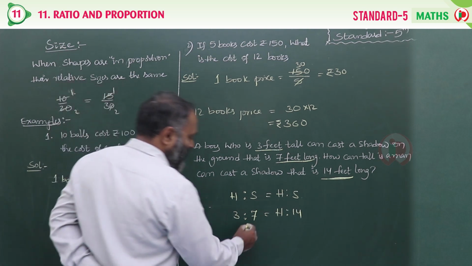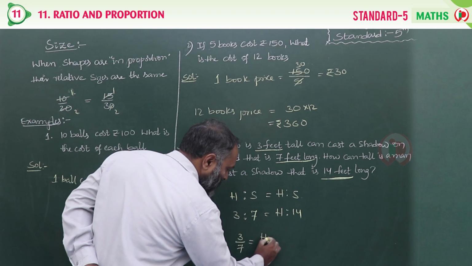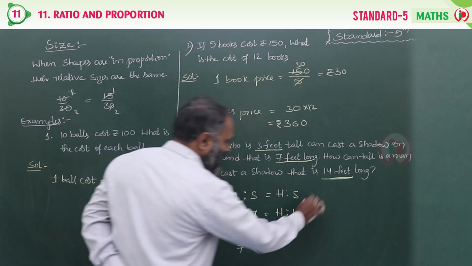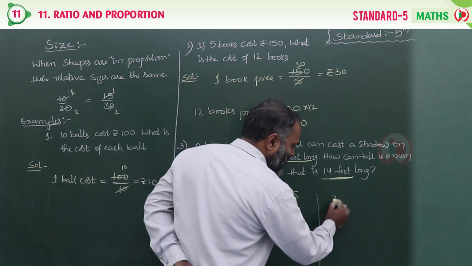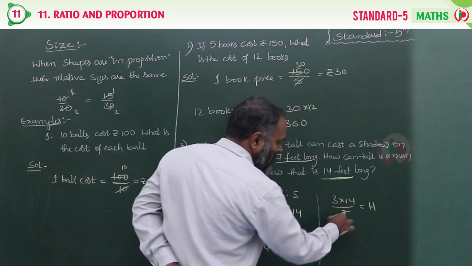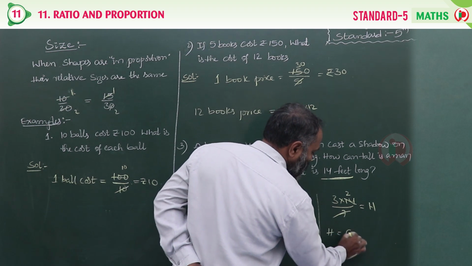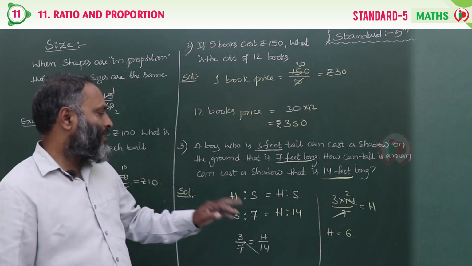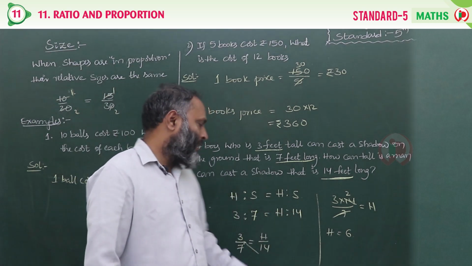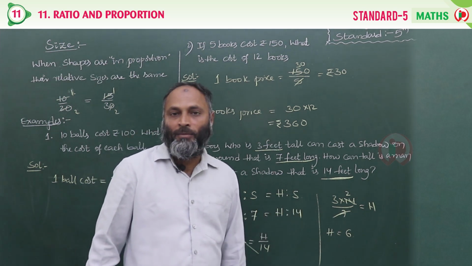So now that is 3 by 7 is equal to h by 14. Now if you transpose 14 here, then 3 into 14 by 7 is equal to height. 7 2s are 14, then 3 2s are 6. Height is equal to 6. So when a man is 6 feet tall, his shadow is 14 feet. 3 feet is to 7 feet, then 6 feet is to 14 feet. Okay.